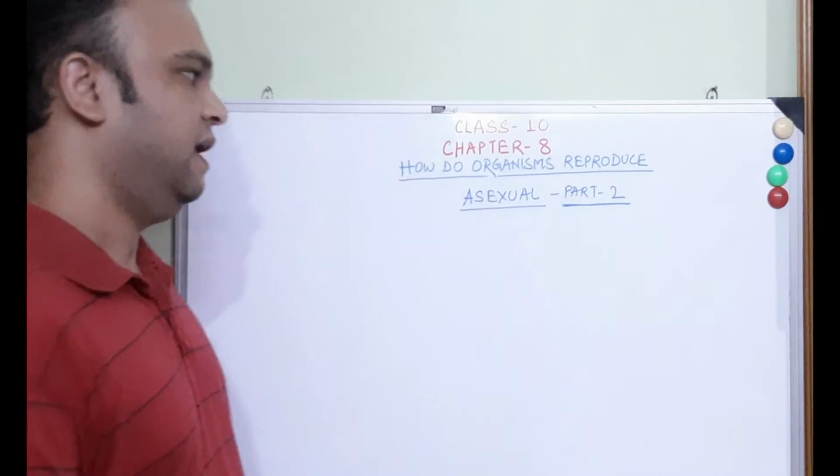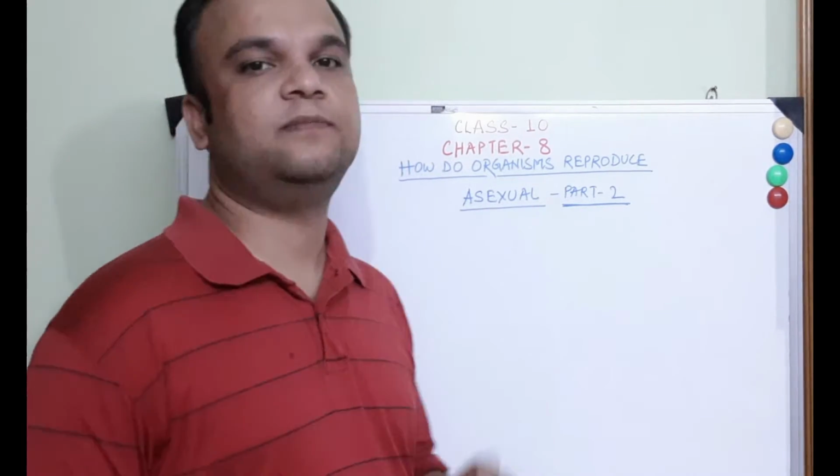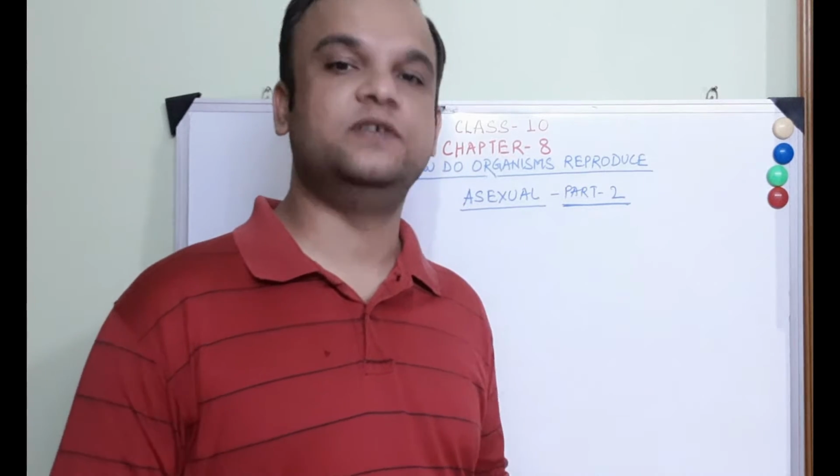Today we are going to continue with the topic of asexual mode of reproduction from chapter number 8. In my previous video we discussed binary fission and multiple fission, right?